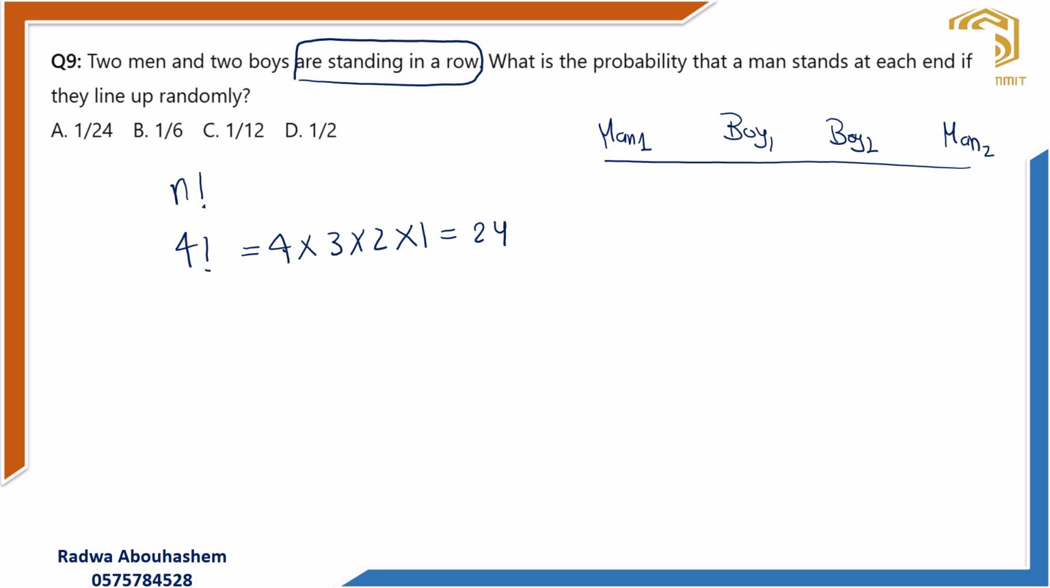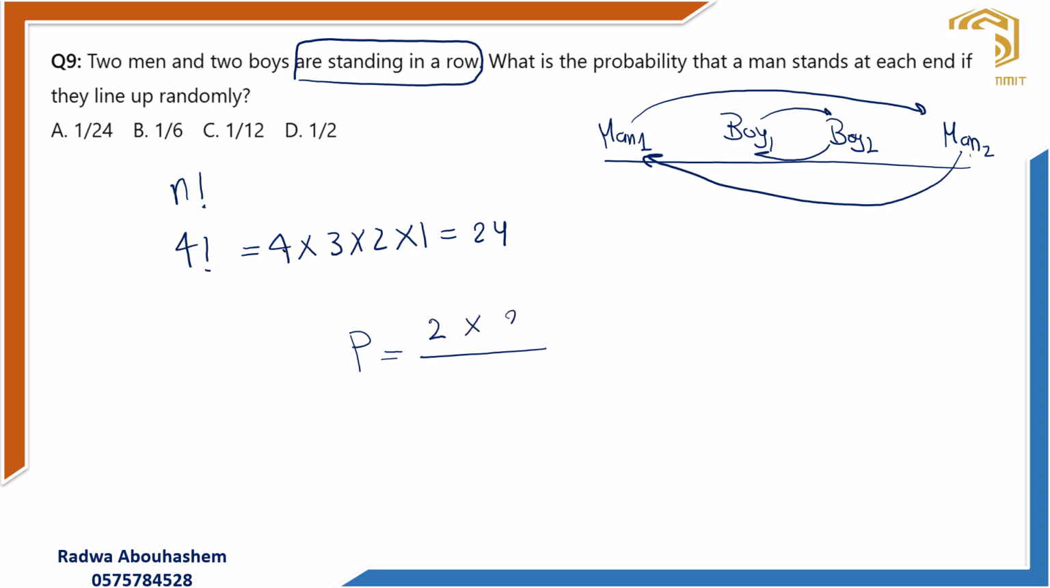As he's asking about the probability that a man stands at each end, maybe this man will switch with this one, or this one will switch with this one. So I have 2 ways for the arrangement here, and the same for the boys, maybe they're going to switch. This means the probability is the favorable outcome over the total outcome. I have 2 ways for the men and 2 ways for the boys, and the total is 24. So 4 over 24 equals 1 over 6.